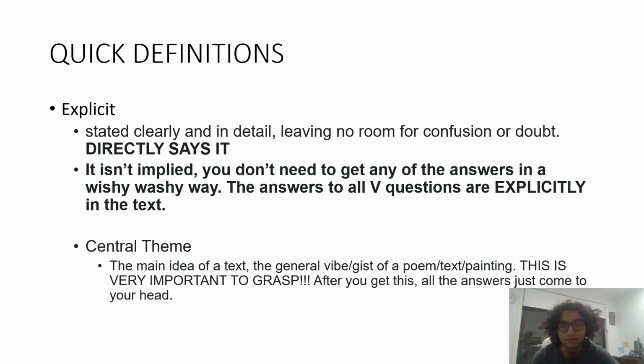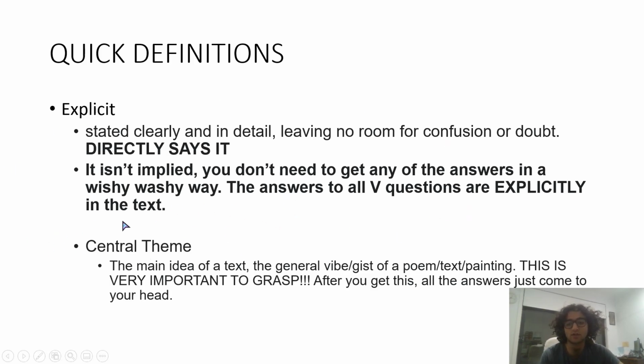First, let's start with some definitions. Explicit. That means something that is stated clearly and in detail, leaving no room for confusion or doubt. This means that it's being directly said. For example, I'm explicitly wearing a blue shirt, right? Maybe implicitly this implies that I'm having a sad day or something. But explicit means it's directly there, there's no room for confusion or doubt. It isn't implied. So in the AST, you don't need to get any of the answers in a wishy-washy way. The answers to all the verbal questions are explicitly in the text. Okay, so that's the first thing, explicit.